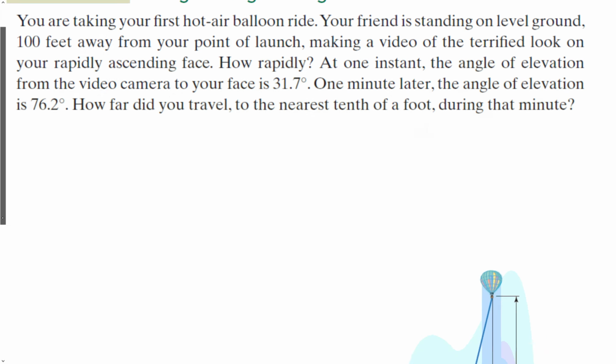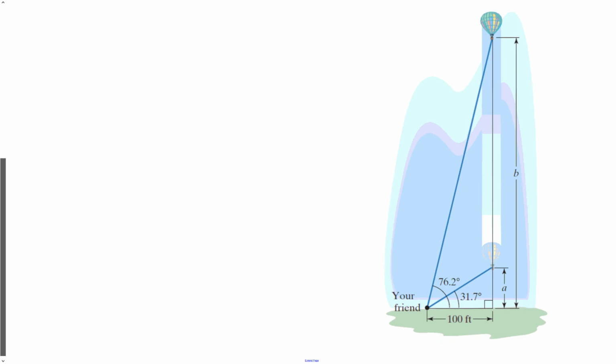Okay, and here is a much better picture of that. So there's our picture. What do we want to know? We want to know how far he went in the minute. So basically, we want to know that distance right there from the first point on the balloon to the second point on the balloon. How far did you travel to the nearest foot during that 1 minute? In order to do that, we're going to need A, we're going to need B, and we're just going to need to subtract them.